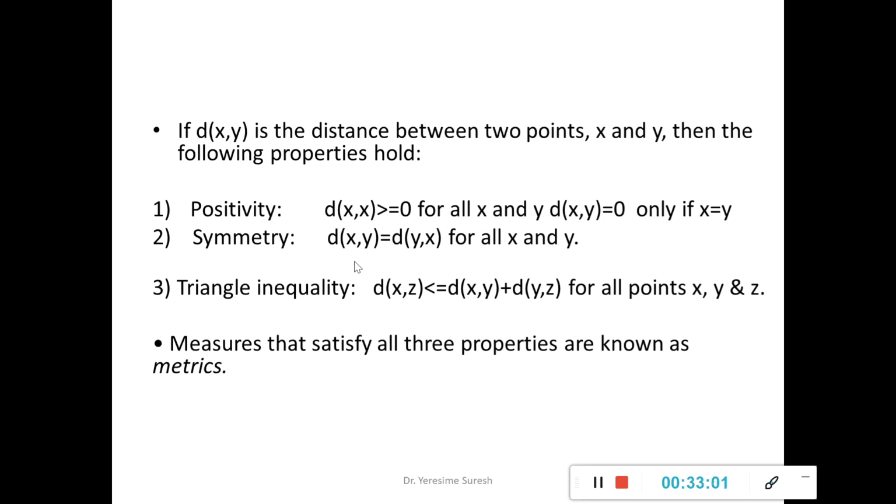And symmetry: the distance between x and y and y and x will be the same. What is triangle inequality? The distance between object 1 and object 3 will be less than or equal to the distance between the first object and second object plus the distance between the second object and third object. If all these three properties are satisfied, then such measures are called metrics.